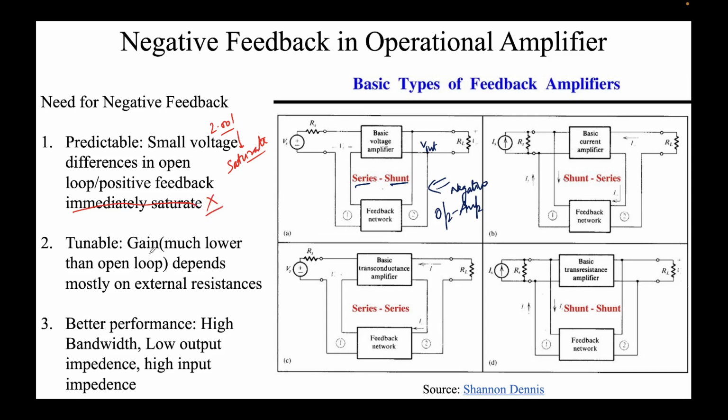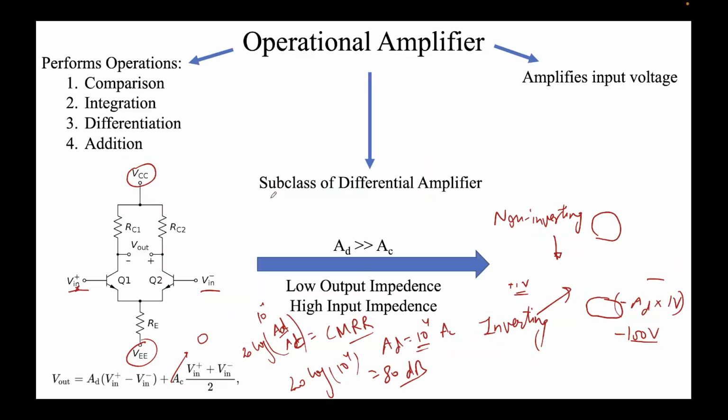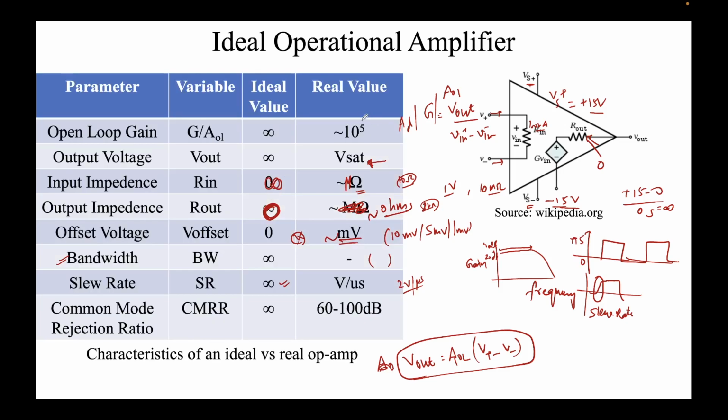Tunable. Now the gain is always fixed, 10 to the power 5. However, by providing feedback, we can change this gain. So who decides the gain? So gain, I said 10 to the power 5, open loop gain. But by providing feedback circuit, we can change this. We can make it 10, we can make it 100, we can make it 10 to the power 4. We cannot increase obviously beyond this, but we can change it.